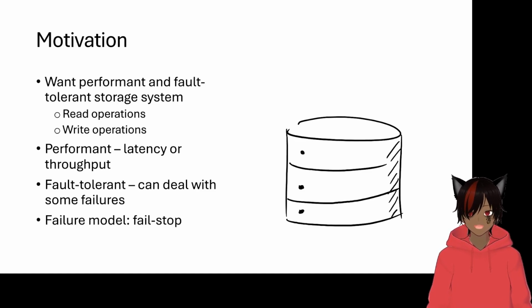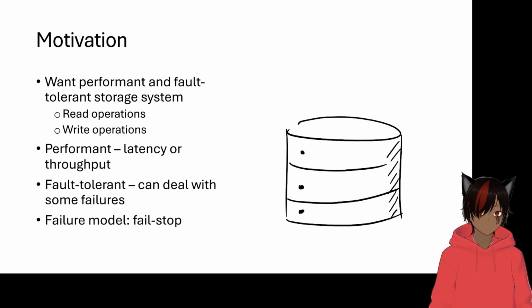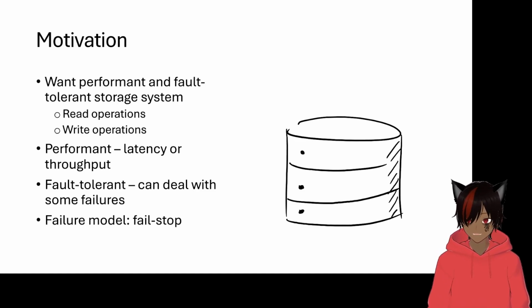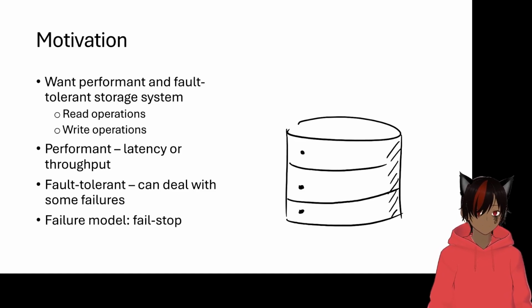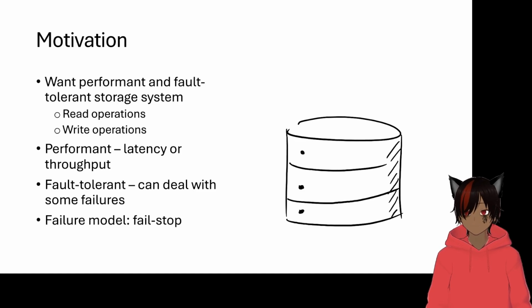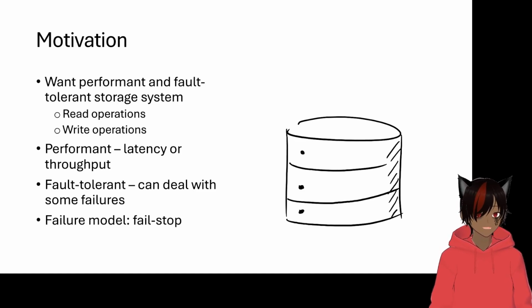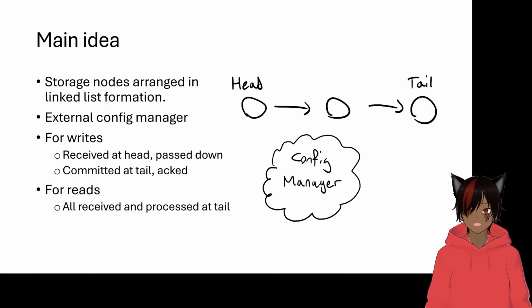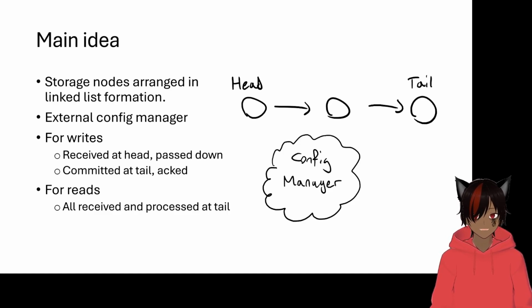So additionally, the paper has a failure model, and they consider what's called fail stop, meaning that they just kind of assume, hey, we've got a bunch of machines and any of them can just fail and stop working and they're not going to ever return. This is a pretty simple failure model, but of course, chain replication can be extended to deal with more complex ones like fail recovery. So here's sort of the main idea of chain replication.